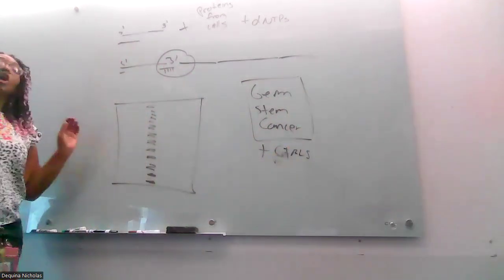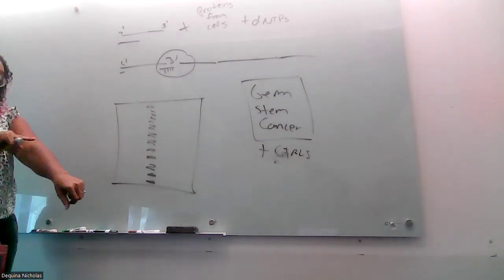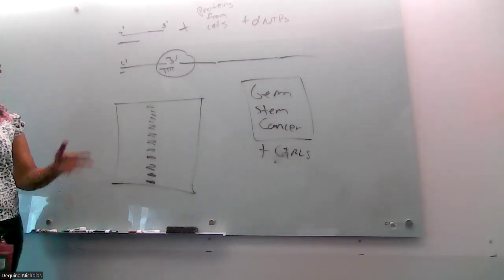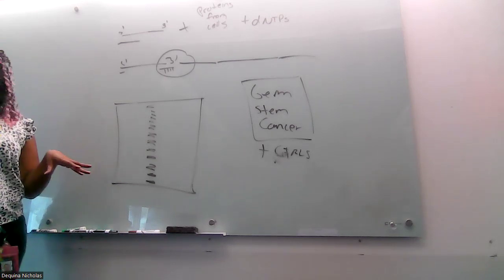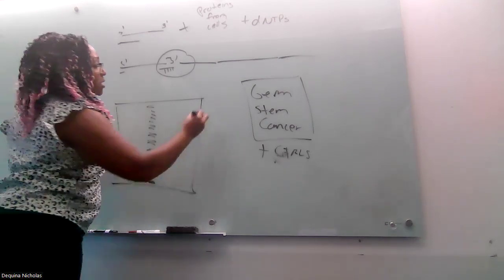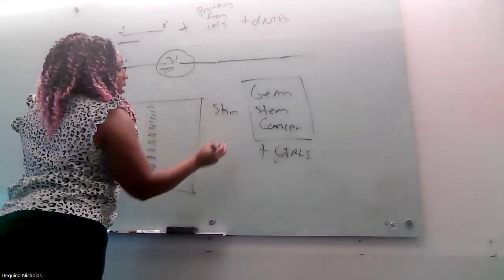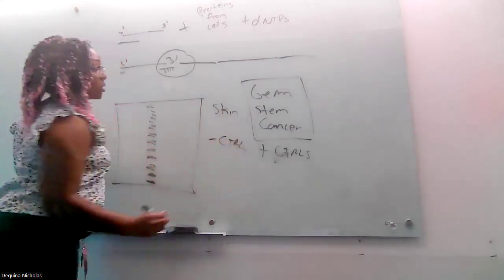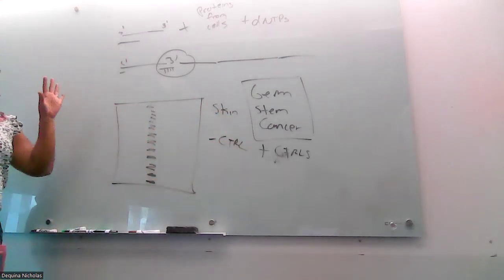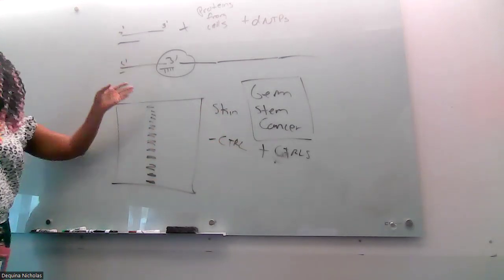But terminally differentiated cells, like skin cells and most blood cells, do not express telomerase. So for example, if you have skin cells that don't express telomerase, this makes a really good negative control. So you can see how we're looking for things that won't have telomerase and things that will.